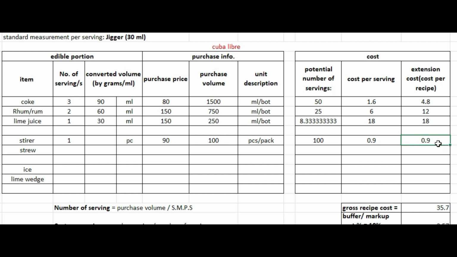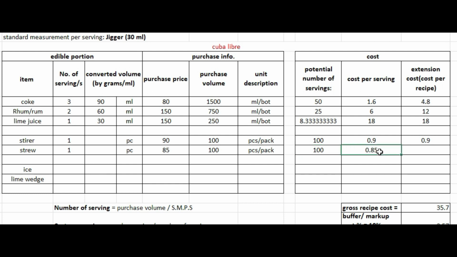So therefore, in this case, we have the same amount, which is 0.9 pesos or 0.9 centavo. And then for our straw, the same process. For this scenario, we only need 1 piece of straw, and then we purchase the straw with 100 pieces per pack and a highest possible price of 80 pesos.